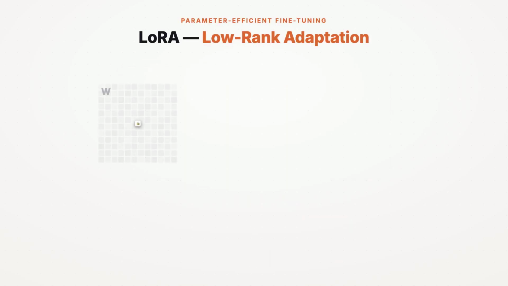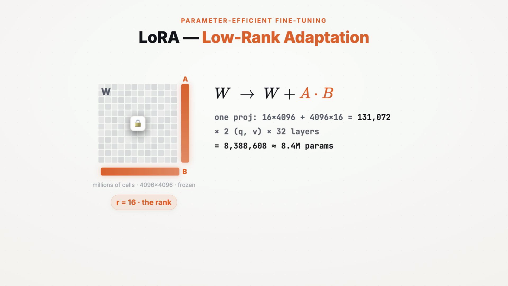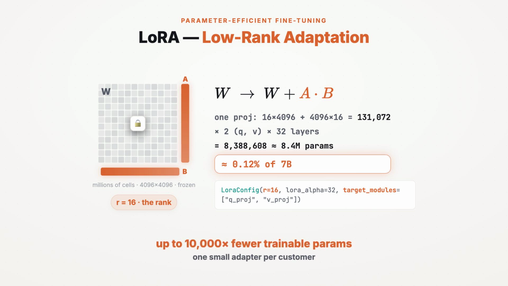LoRA is the one you'll reach for most. Instead of editing a giant weight matrix, it freezes it and learns the change as two thin matrices, A times B. The idea: the update it needs is simpler than it looks, so a low-rank shortcut captures it. That rank controls capacity. For a typical 7 billion model, adding LoRA to the query and value projections trains about 8.4 million parameters, roughly 0.1%. The original paper reported up to 10,000 times fewer trainable parameters. Good quality, small footprint, and a separate lightweight adapter for each customer.